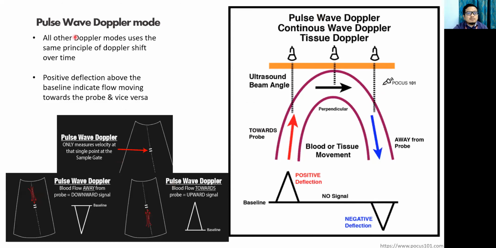In pulse wave Doppler mode, all other Doppler modes use the same principle of Doppler shift over time. Positive reflection above the baseline indicates flow moving towards the probe and vice versa. So positive reflection above the zero, negative reflection away from the probe is below zero.